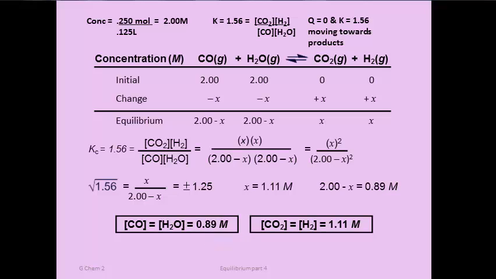And last but not least, you should take these concentrations at equilibrium and plug them right back into the equation and double check that indeed CO2 and H2, 1.11 squared divided by 0.89 squared, equals 1.56. And so you can double check yourself at the end.